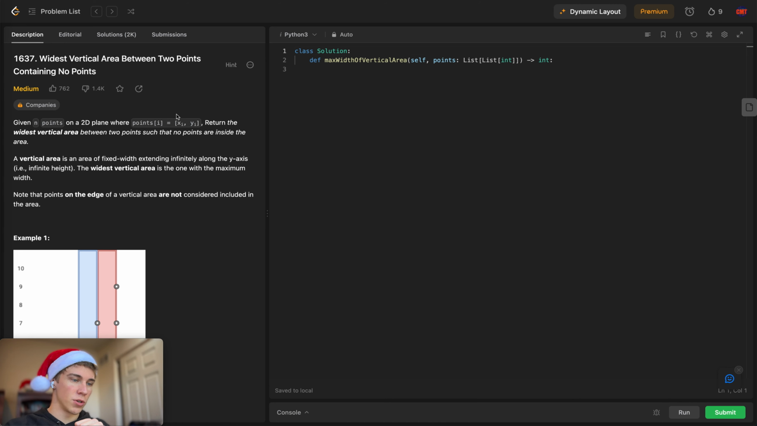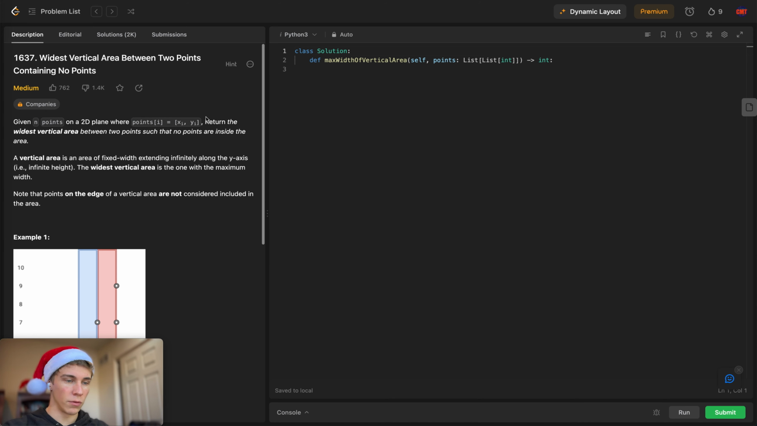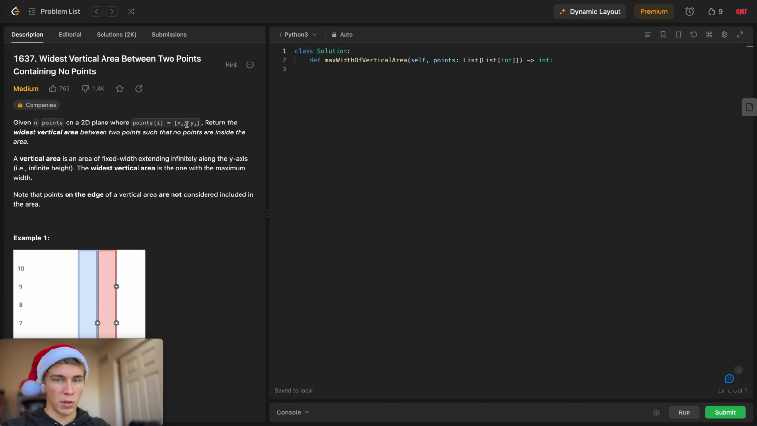Today we'll be solving question 1637, widest vertical area between 2 points containing no points. A bit confusing there, but this is a medium level question. Let's get into the description.